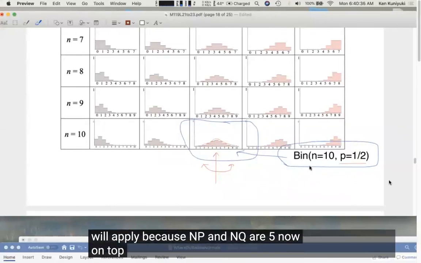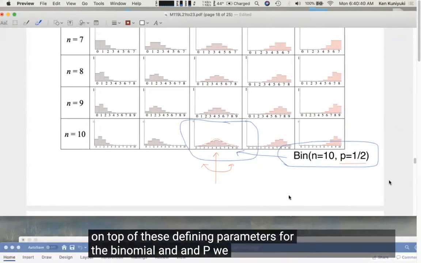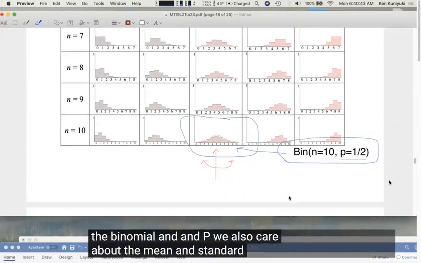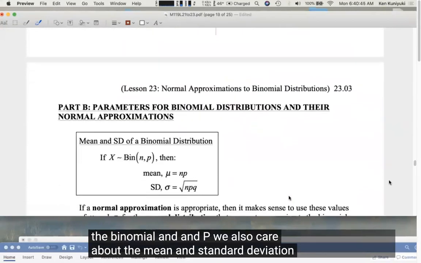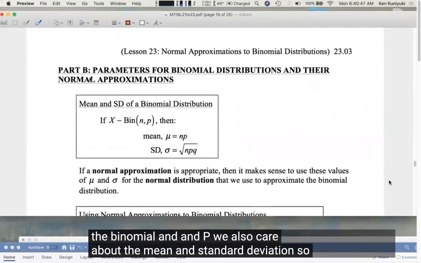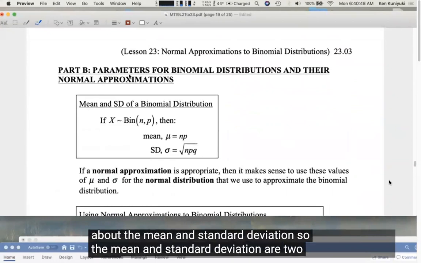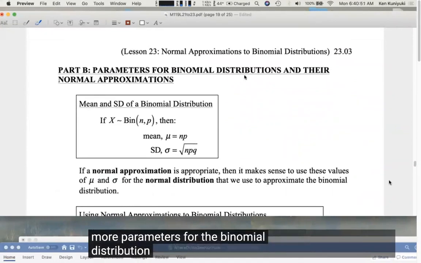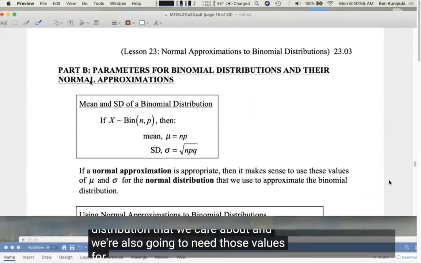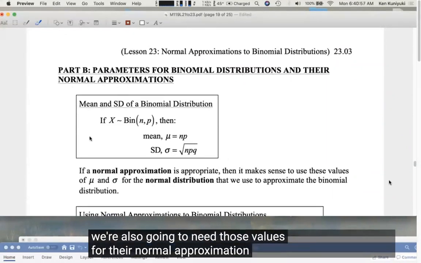Now, on top of these defining parameters for the binomial, N and P, we also care about the mean and standard deviation. So the mean and standard deviation are 2 more parameters for the binomial distribution that we care about, and we're also going to need those values for their normal approximations.